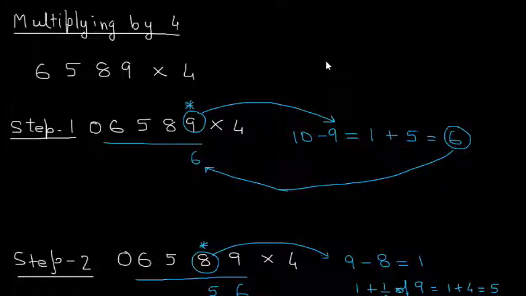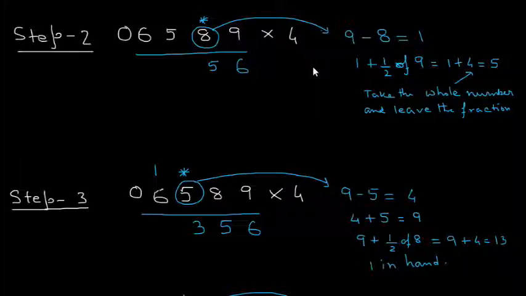So now we'll see how to multiply a big number with 4, or any number with 4. So extreme right is 9. So what we'll do, 10 minus 9, which is 1, and if the number is odd, then we'll add 5. So we'll add 5 here. 1 plus 5 is 6. Step 2.